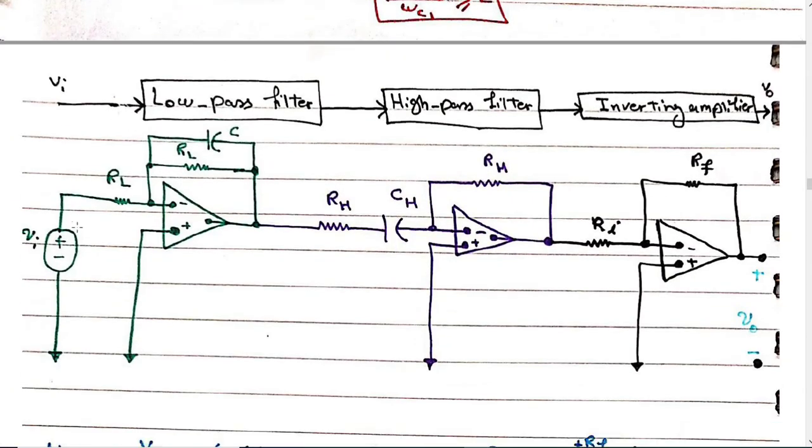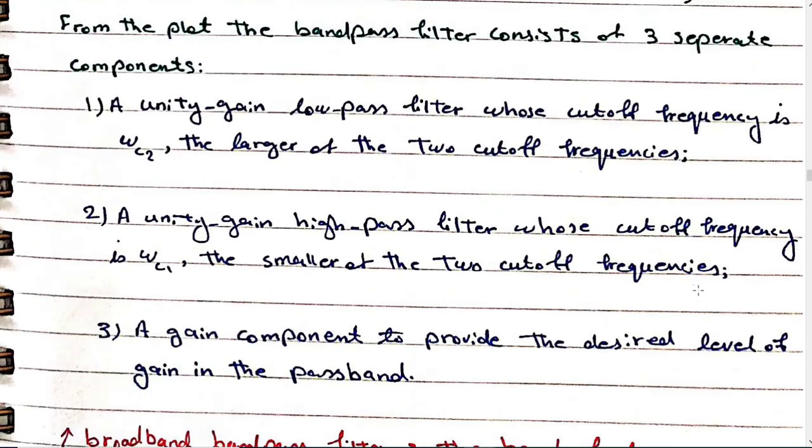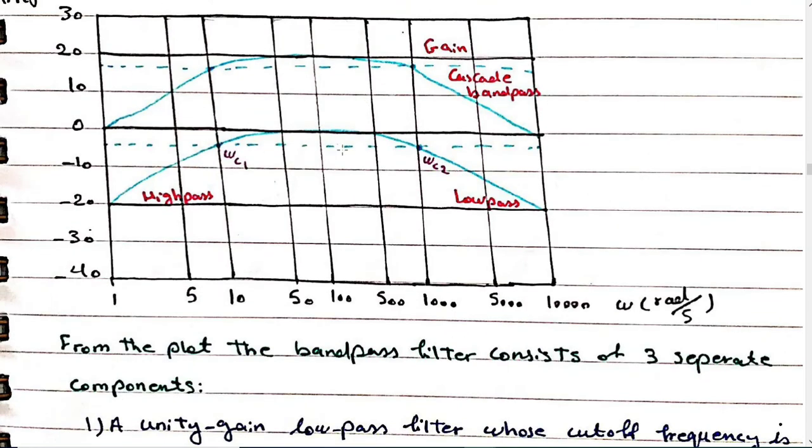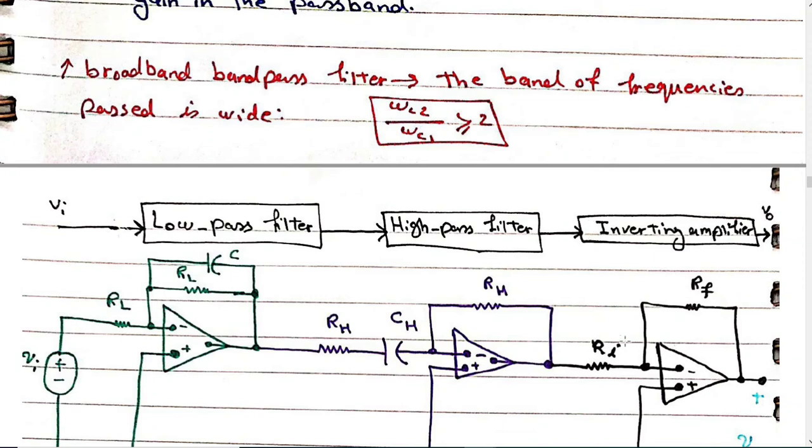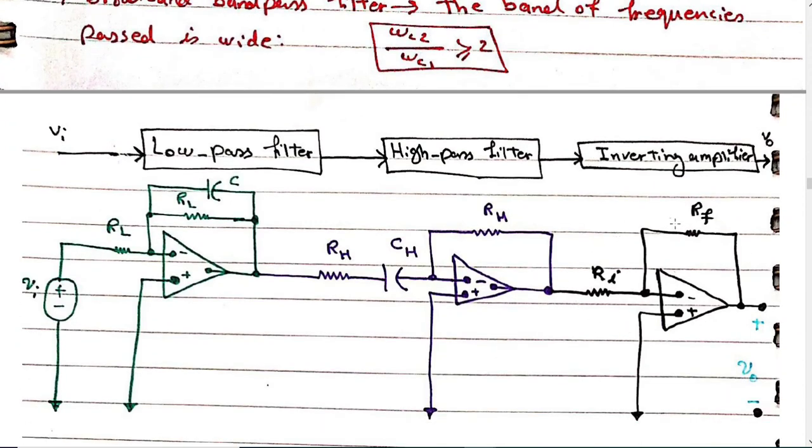So this is a circuit for a low pass filter, this is the circuit for the high pass filter, and this is an inverting amplifier. Why do we use an inverting amplifier over here? Because of the gain. These 2 filters are unity gain, so if you want to increase the gain, for example from 0 on this Bode plot to 20, you need a gain circuit. That's why we have this circuit over here.